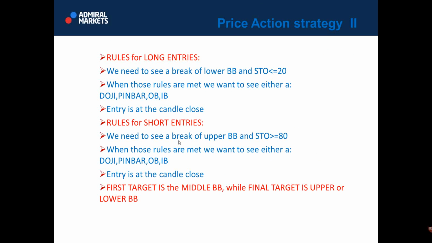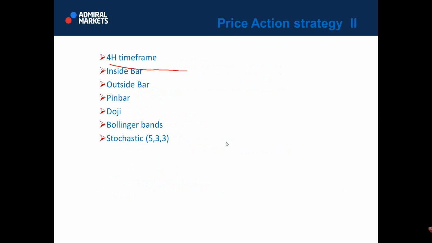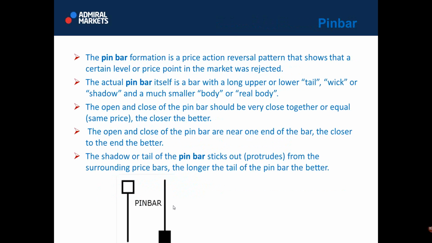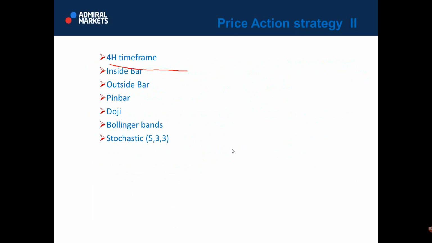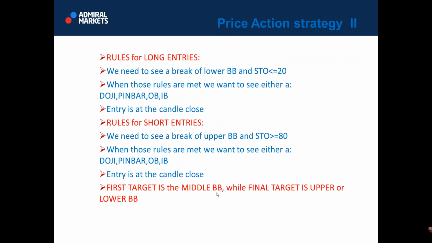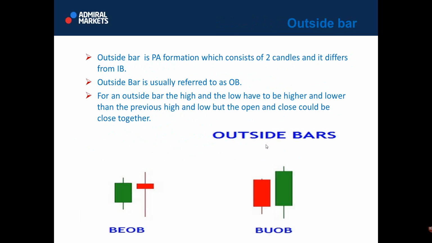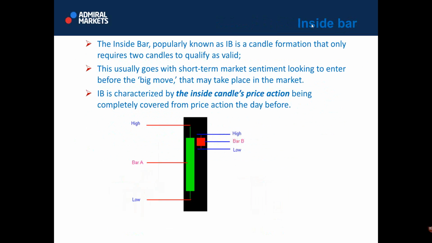Rules for short entries. We need to see a break of the upper Bollinger Band and stochastic needs to be above or equal to 80. When those rules are met, we want to see either a doji, pin bar, outside bar or inside bar. So if you want to trade off the resistance, I will show you, it's more clear now. The first target is the middle Bollinger Band, and the final target is the upper or lower Bollinger Band. Now guys, I probably know that you don't know much about this. Maybe you know about it, but it's hard to spot it.